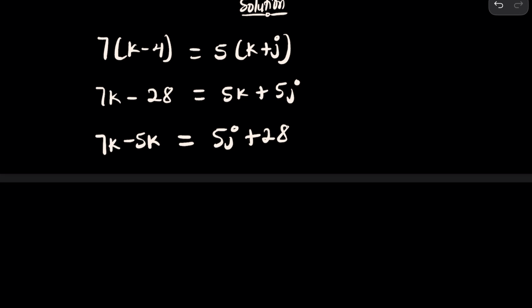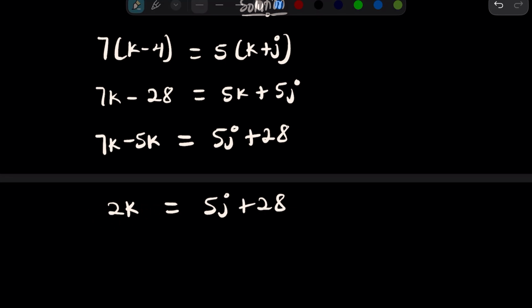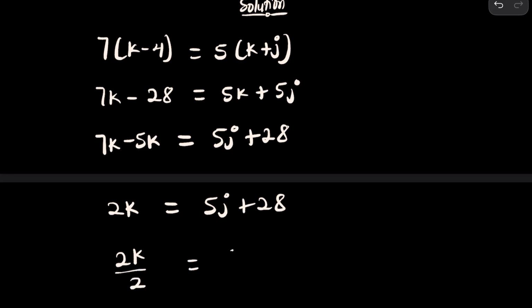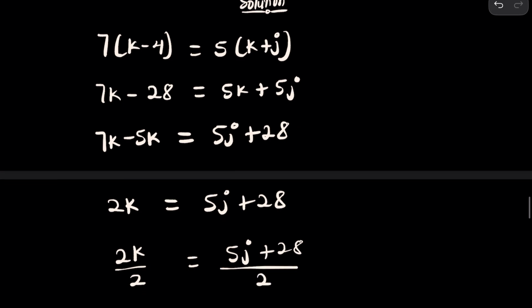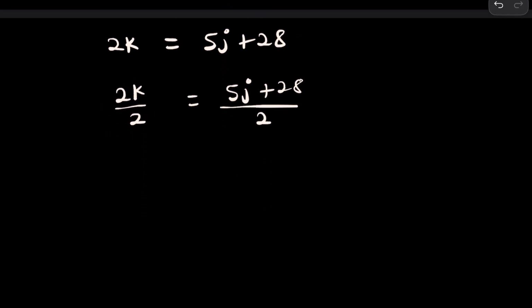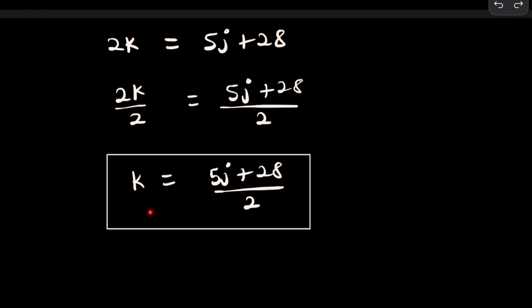For the left hand side, we are going to have 2k. So that will be 2k = 5j + 28. Our focus is to find k, right? So we divide through by the coefficient of k. Thus, we are going to have 2k divided by 2 is equal to (5j + 28) all divided by 2. And so 2 is going to cancel out 2. So we have k = (5j + 28) divided by 2. Thus, we've been able to make k the subject.